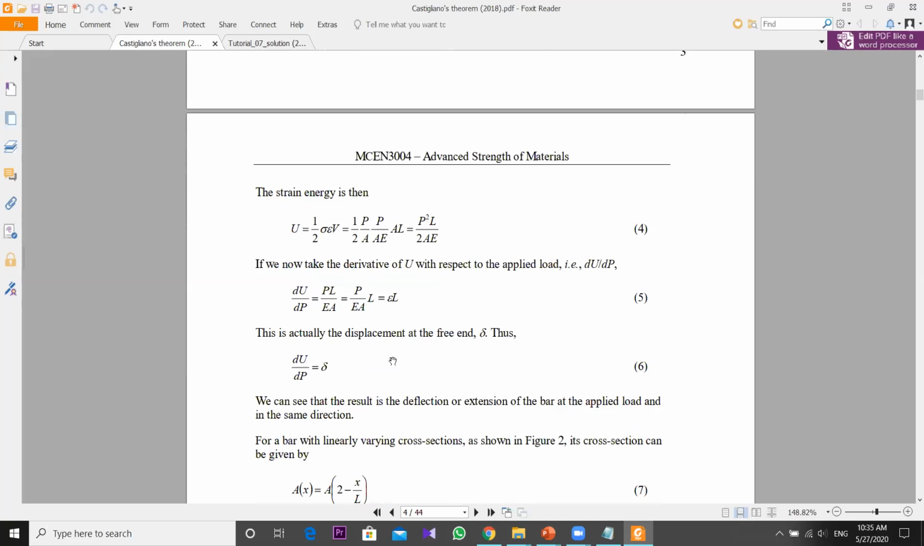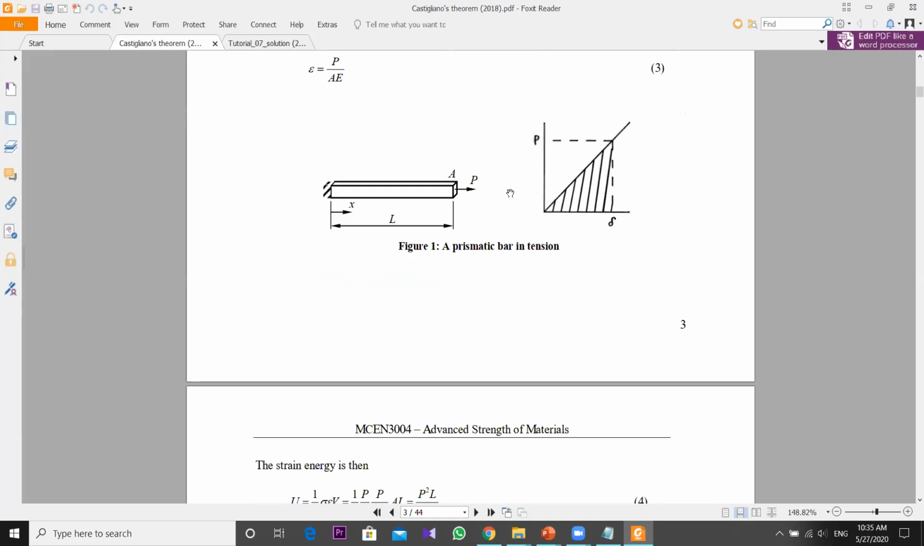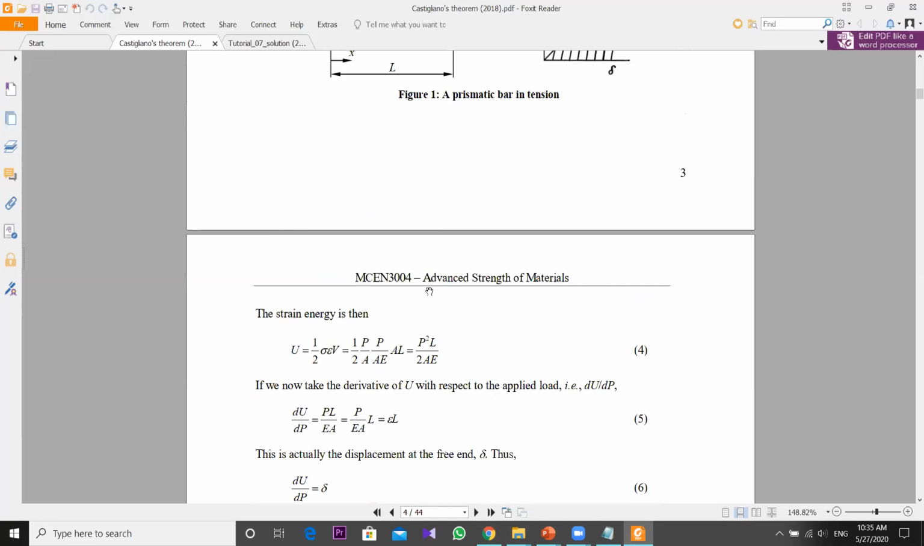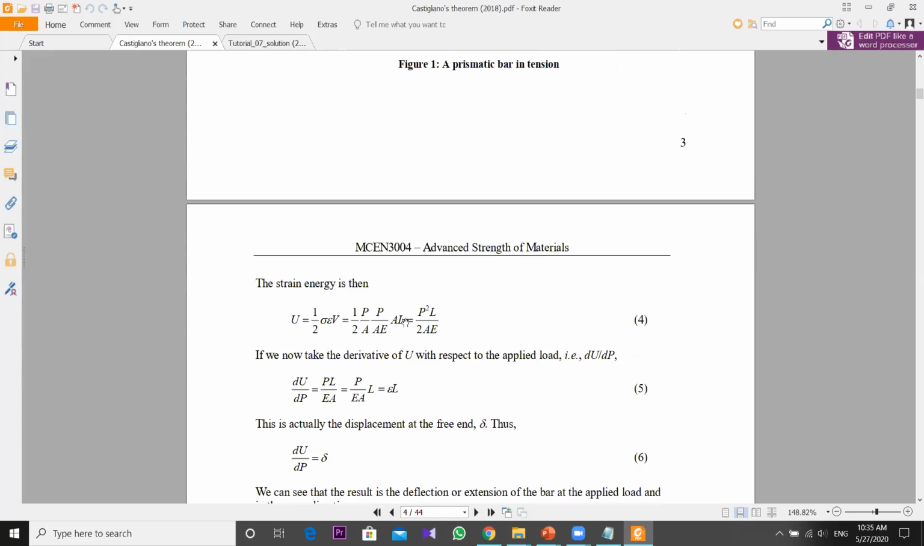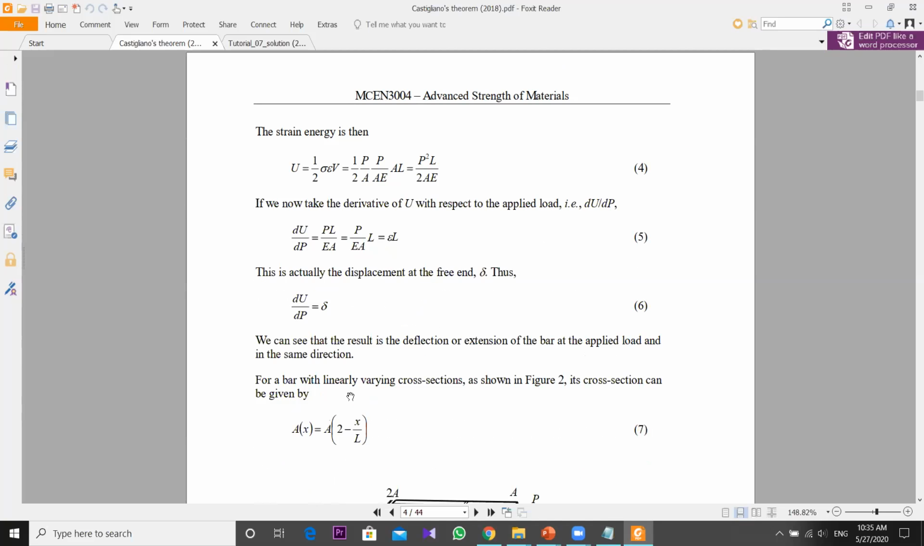Okay. So you can see this is the P load toward this direction. At this point, you can find the deflection using this P load: the derivative of the strain energy U with respect to P, the first derivative of U with respect to P. This is equal to delta, the extension, the displacement. Is it clear?